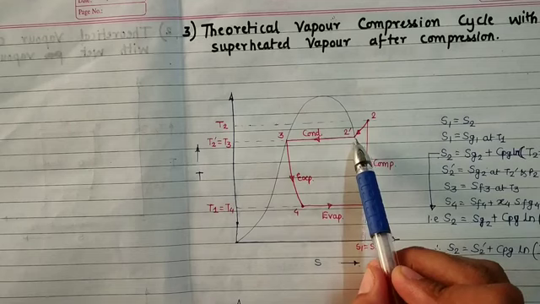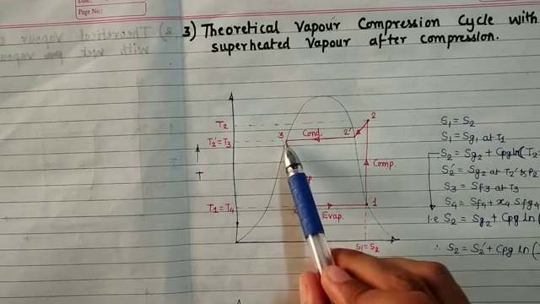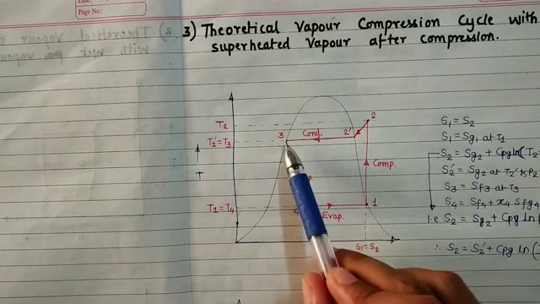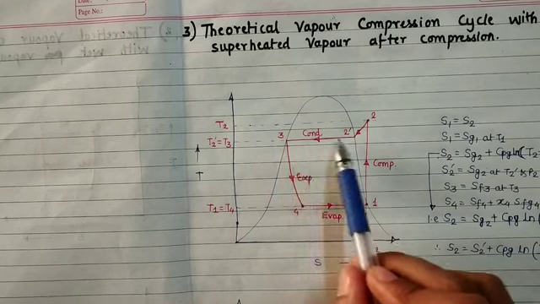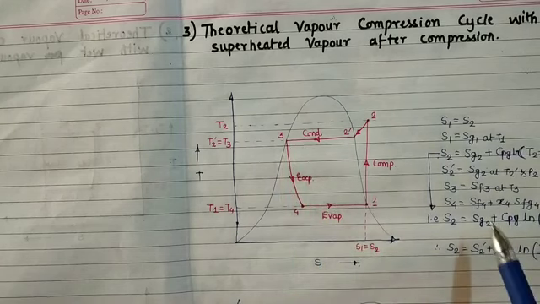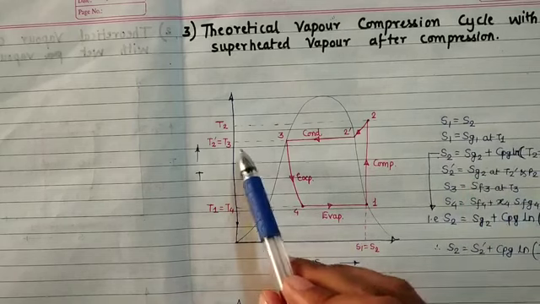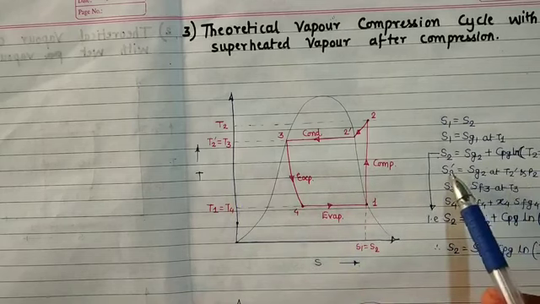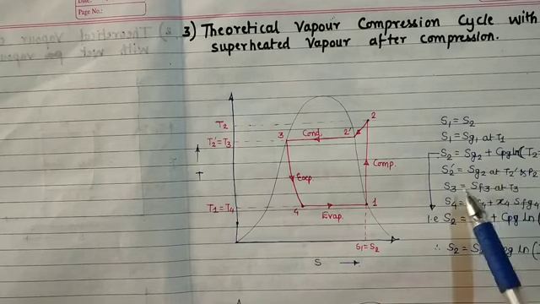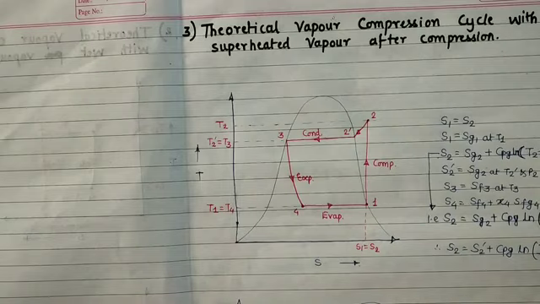After T2 dash we will be reaching T3. So T2 dash to T3 is nothing but the condensation process. Now S2 dash is nothing but Sg2 only, at the temperature T2 dash. S2 dash is Sg2 at T2 dash. S3 is again Sf3 and S4 is calculated in the same way.